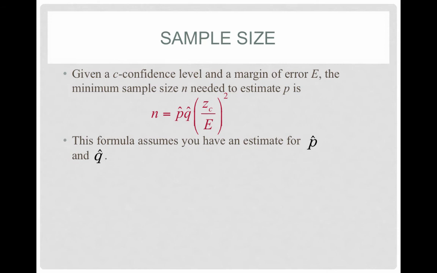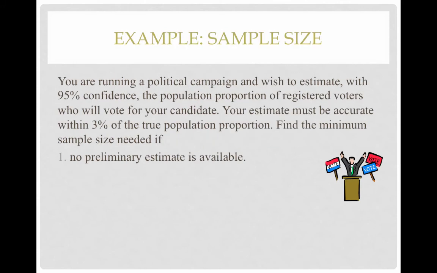Again, you know that on exam 3 you'll be able to have a note card, so you're just going to want to have this formula on your note card. Okay, and notice this formula assumes you have an estimate for p hat and q hat. This is not always going to be the case. We will either have that estimate in the problem, or I'll say no preliminary estimate is available, in which case you use p hat and q hat as both 0.5. All right, so let's run through an example doing it both ways.